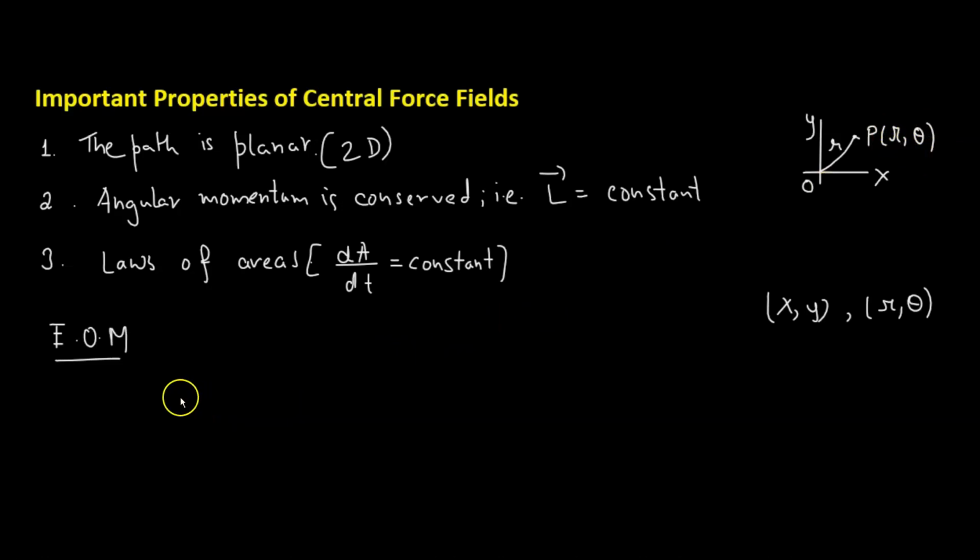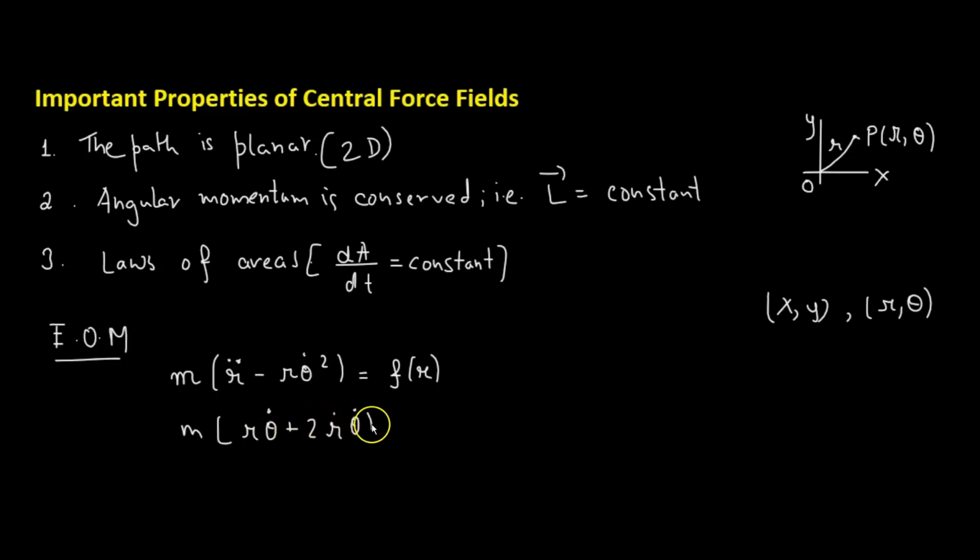Then immediately the equations of motion will be given by m times (r double dot minus r theta dot squared) equals force as a function of r, and m times (r theta double dot plus 2 r dot theta dot) equals 0, where r dot, single dot, represents the derivative of r with respect to time t. r double dot will be the second derivative of r with respect to time t, and similarly theta dot will represent the derivative of theta with respect to time t.